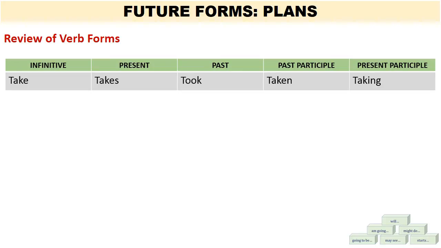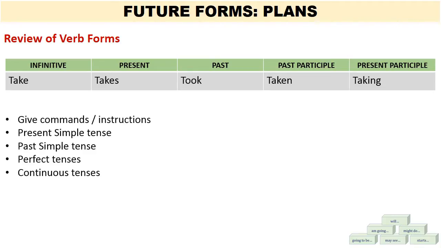In its present form we would have takes. For example, he takes, she takes. We have the past form of a verb, in this case, took. Then we have the past participle form of the verb, in this case, taken, and the present participle form of the verb, in this case, with the ing, taking.